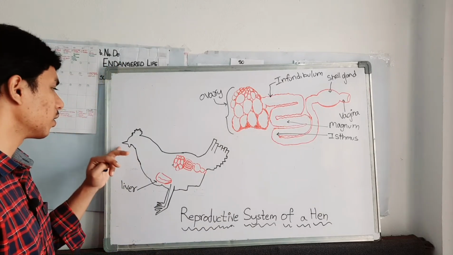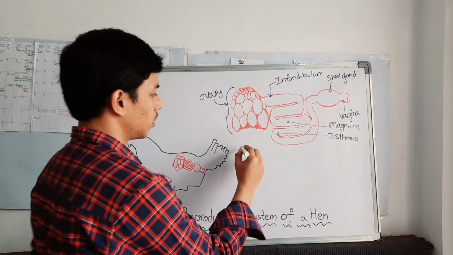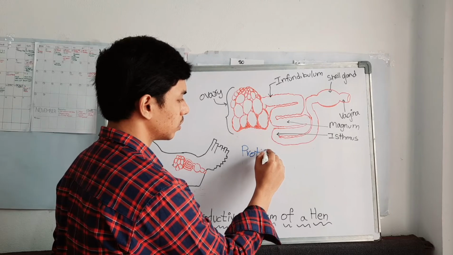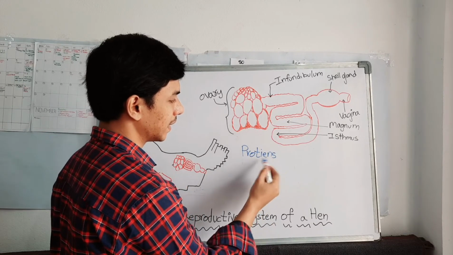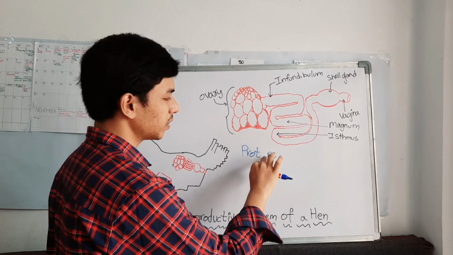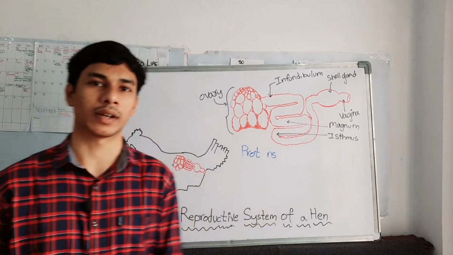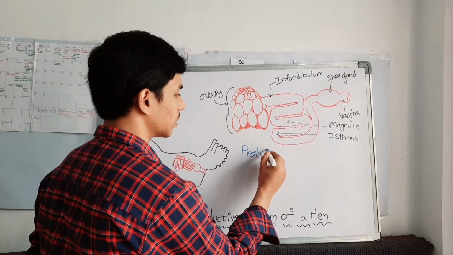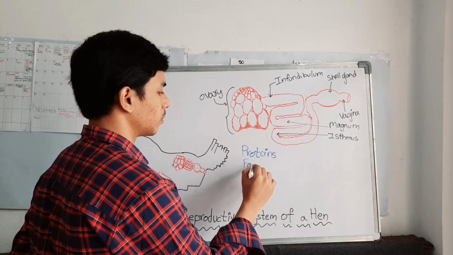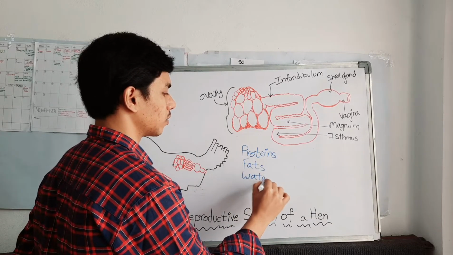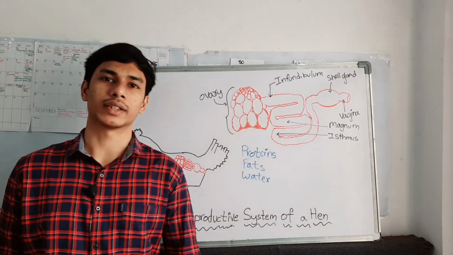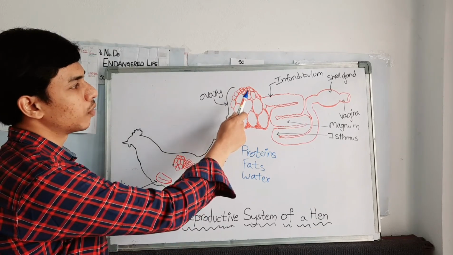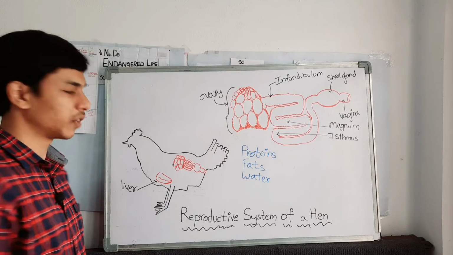When the hen eats food, proteins, fats and water from the food are carried to the ovaries by the bloodstream from the liver. Note that this is a wrong spelling on the board; in previous videos also I wrote this spelling wrong. You can correct it.